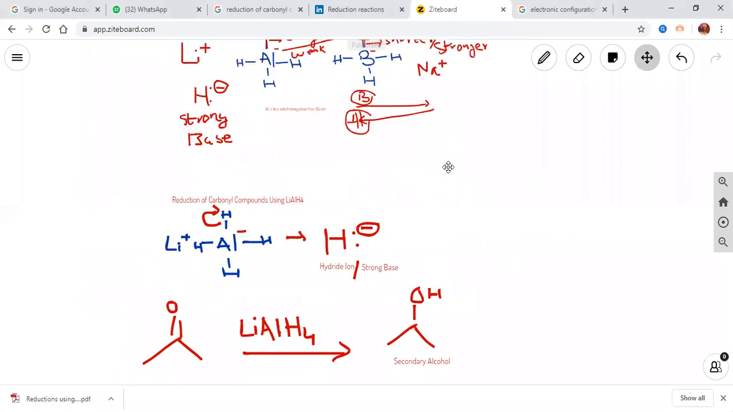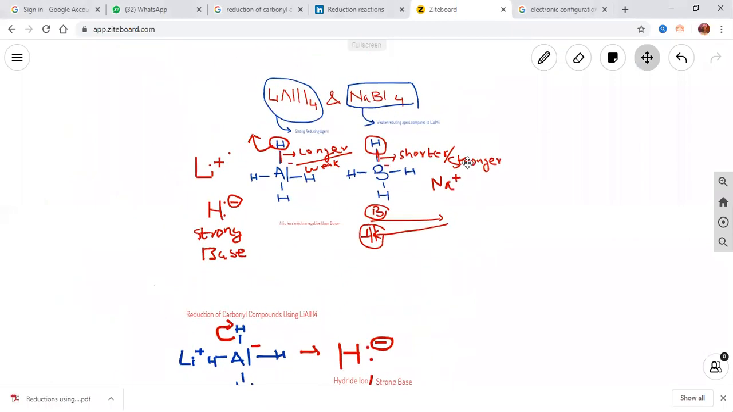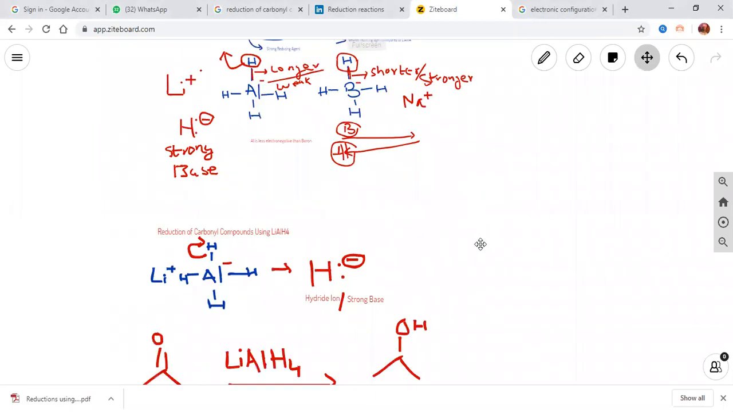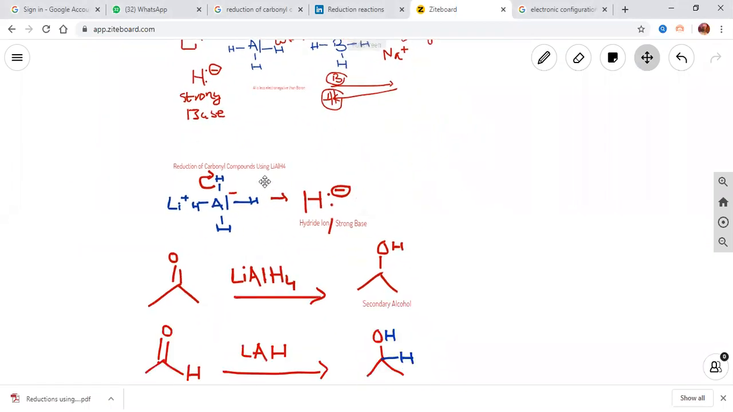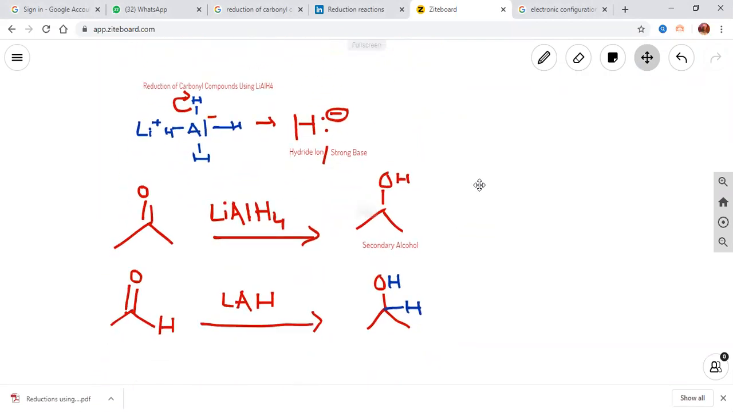We discussed the differences between lithium aluminum hydride and sodium borohydride, and why lithium aluminum hydride is a stronger reducing agent compared to sodium borohydride. Now we will discuss reduction of carbonyl compounds using lithium aluminum hydride.